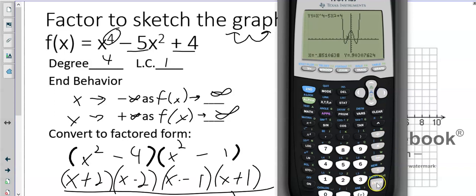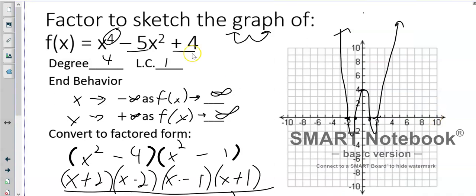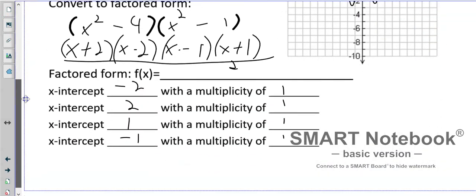Never seen that happen before. Enter, enter. Don't know why it's doing that. And there we have it. Almost -1, but -0.9. 0.9. Okay. So that's about where it is, but that's just an approximation. That's good enough though right there.